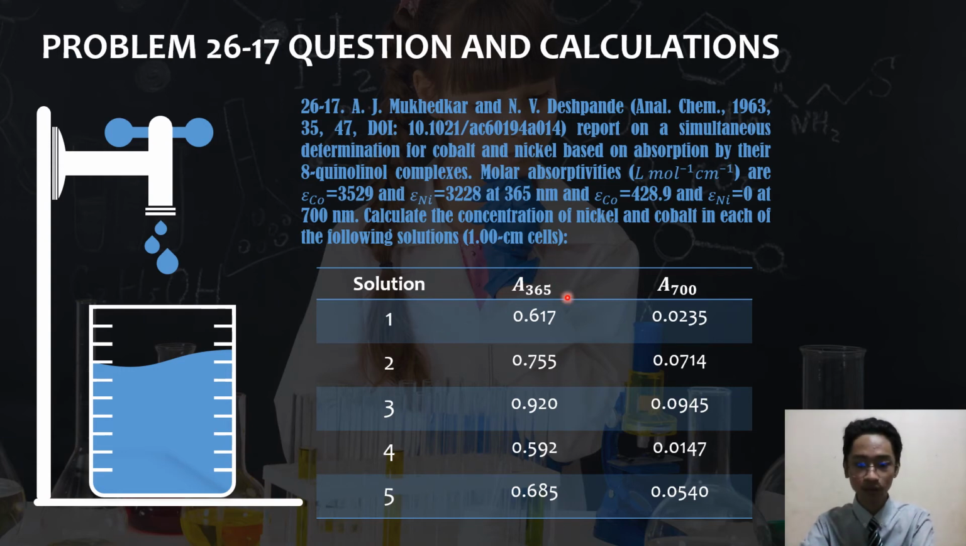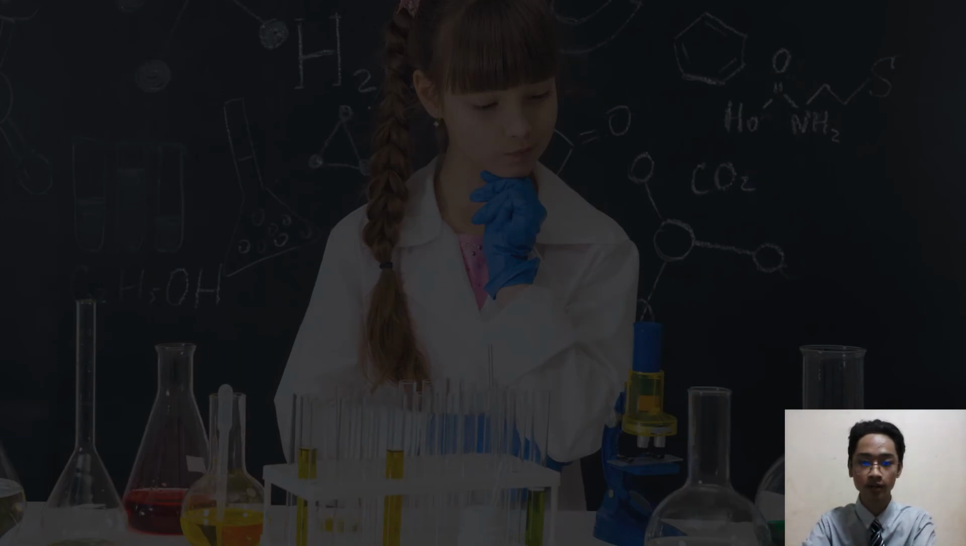For solution 1, 0.617 and 0.0235. For solution 2, 0.755 and 0.0714. For solution 3, 0.920 and 0.0945. For our fourth solution, 0.592 and 0.0147. And lastly, for our fifth solution, 0.685 and 0.0540. Proceeding to our calculations.